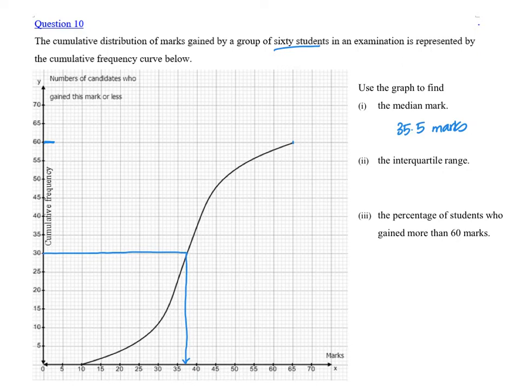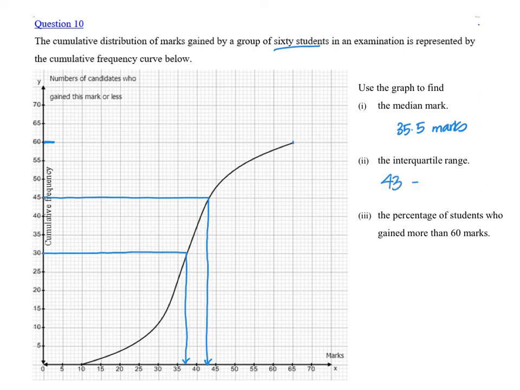Alright, next one, interquartile range. Interquartile range, I'll need to find the 75th percentile. So 75% of 60 will be the number 45. So I'm going to read the upper quartile number, 45, and the value is around 43.